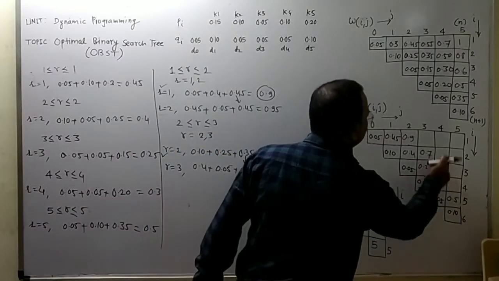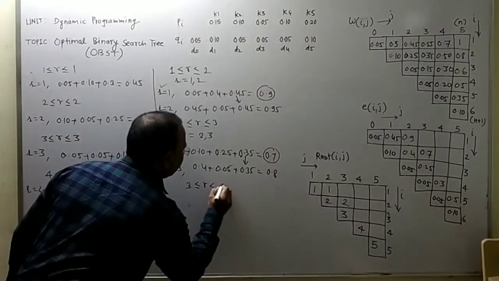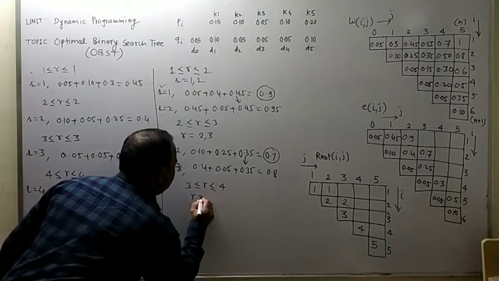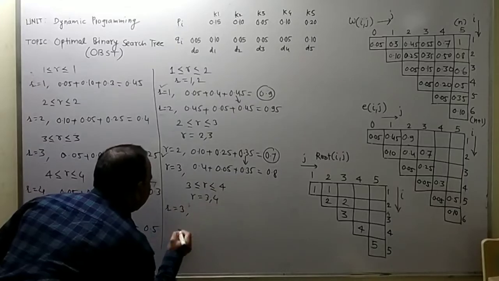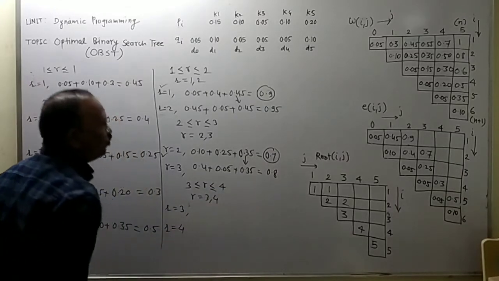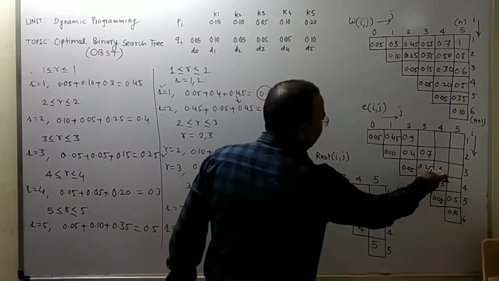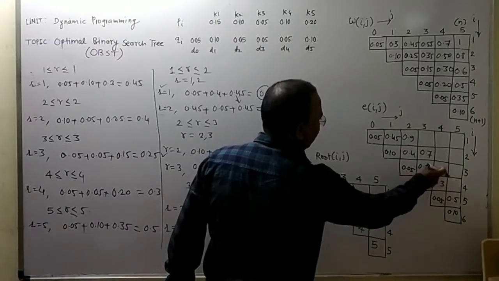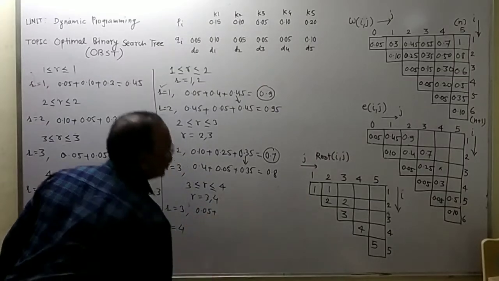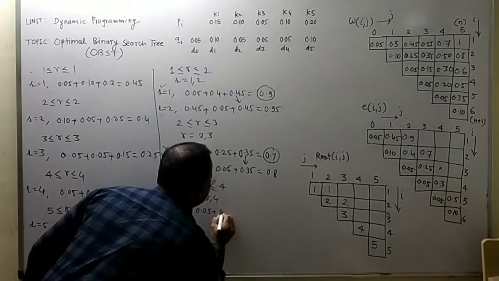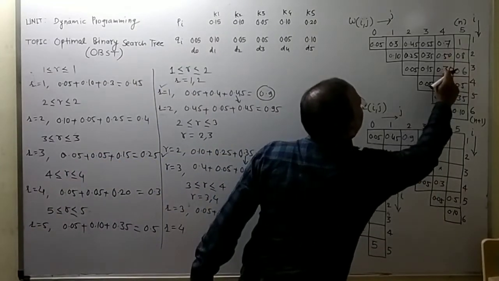For this cell 3, 4, I is 3 less than equal to r less than equal to j is 4. So r varies from 3 to 4. First value for r is equal to 3, then second value for r is equal to 4. So for that, on the left side we have to consider the last value, for downside we have to consider the first value. 0.05 plus 0.3 plus the value in W table, that is 0.30.